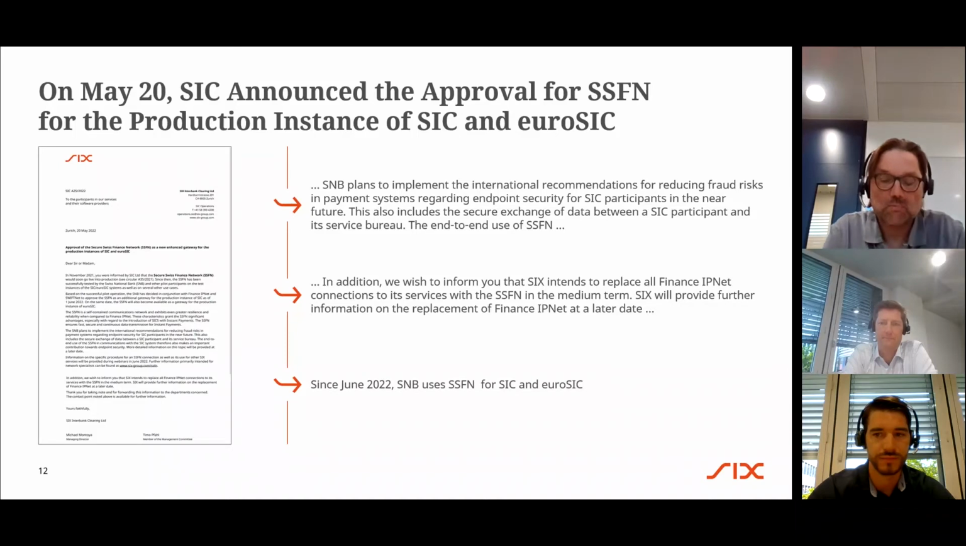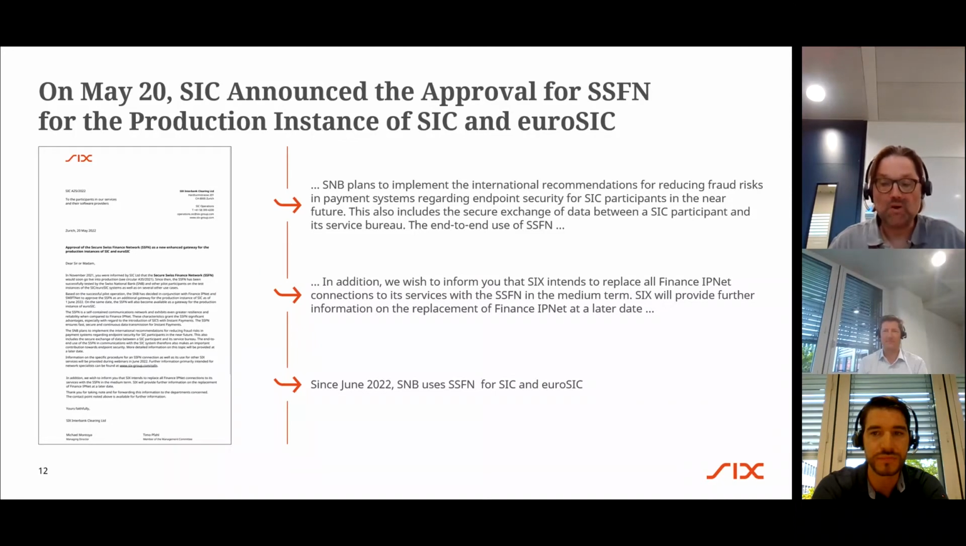In this circular, there was mentioned that there will be in the near future a so-called endpoint security for all SIG participants which are using the system. That means that they do have to implement Ssfn on an end-to-end basis. So all SIG participants will have to use Ssfn within the next few months, very few years. So yeah, it's a real opportunity for offering these services.